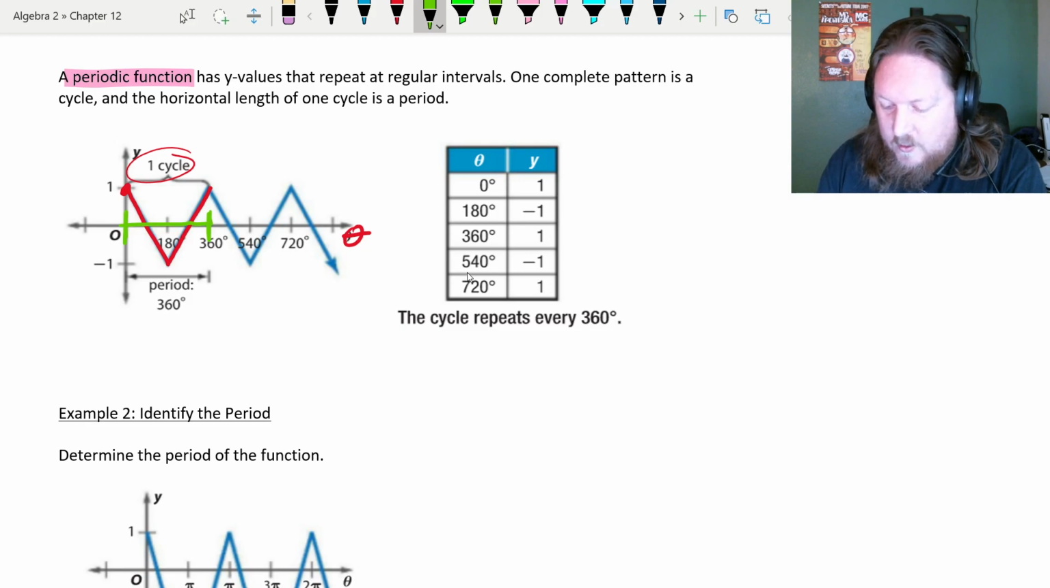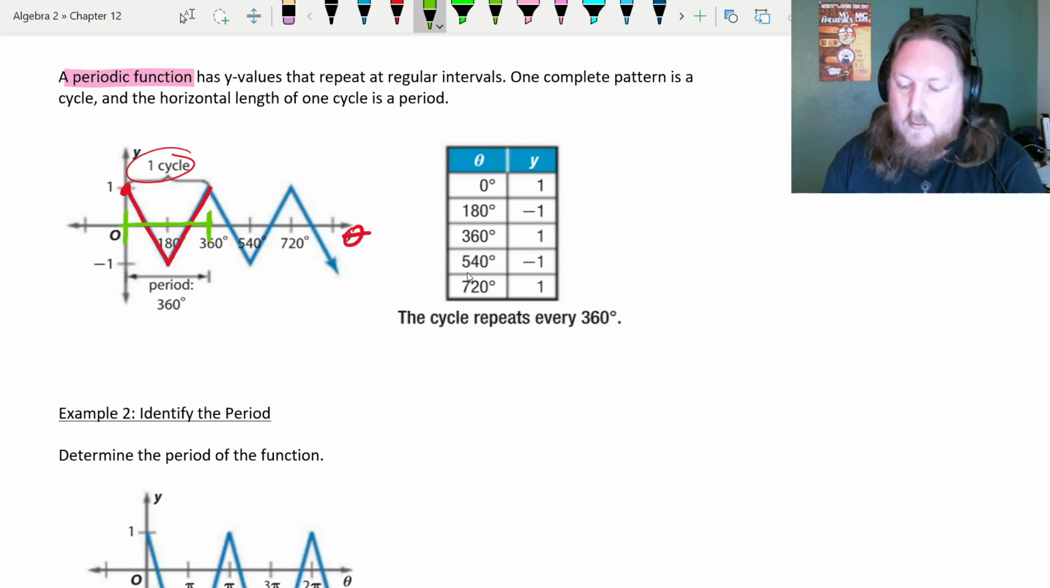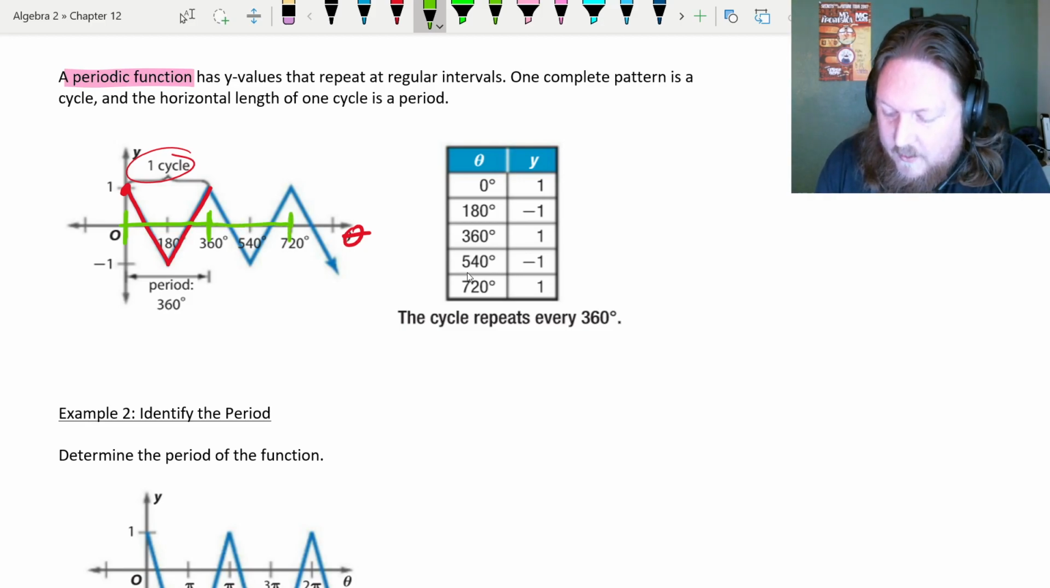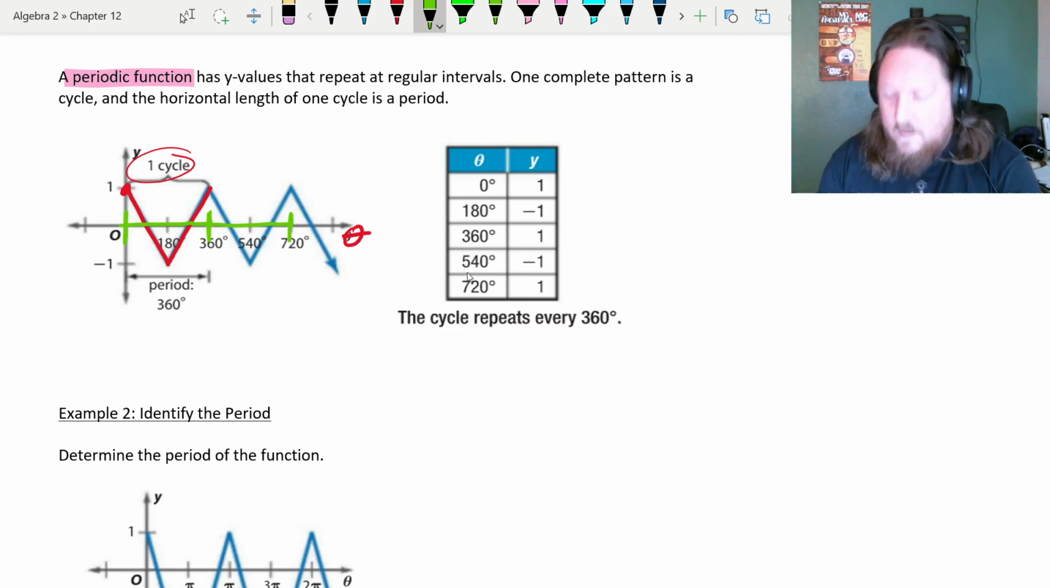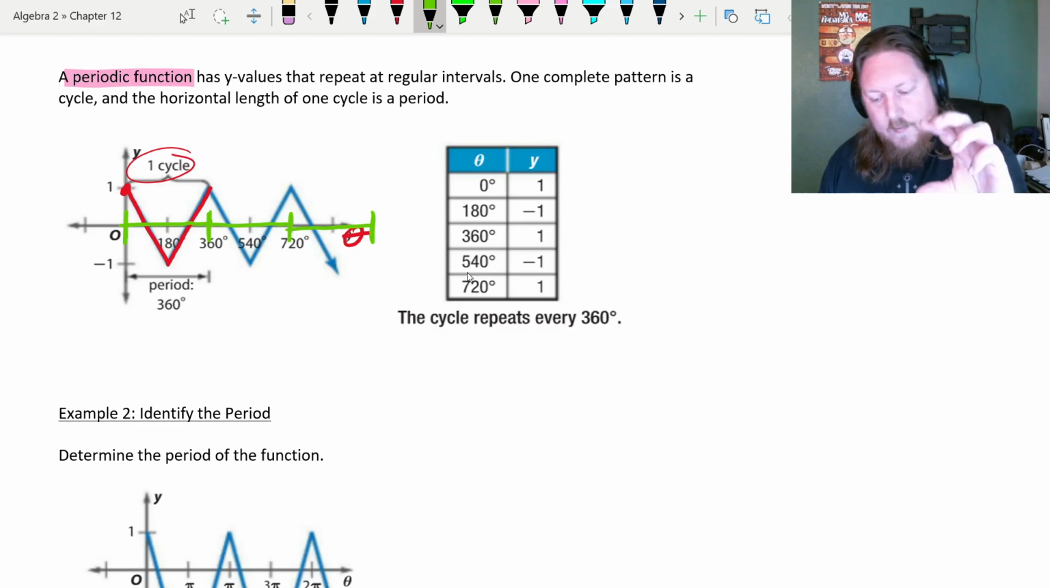So from 0 to 360, we have a cycle. From 360 to 720, we have the same exact cycle. From 720, we have to add another 360, so 1080 would be another cycle. So that's the idea. Where is it repeating? The cycle is the whole graph. The period is just the input of the function.